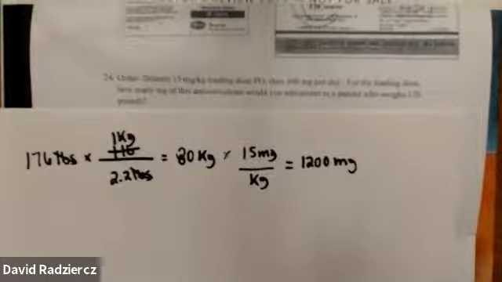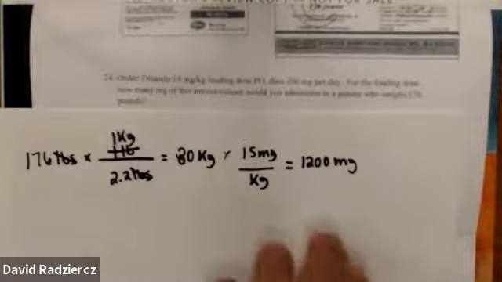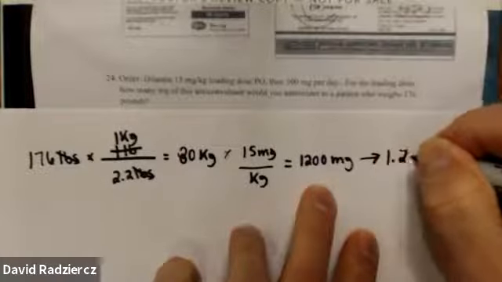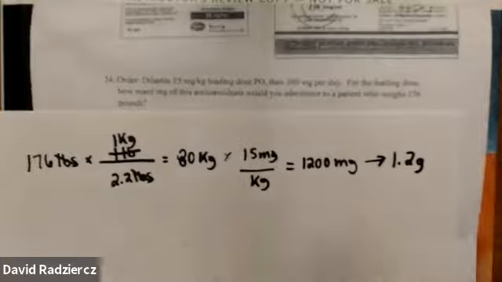Now, what if it asked you how many grams would you administer? Then you would just convert 1,200 milligrams to grams. You can move your decimal over 3, or you can divide by 1,000. But I think you guys can do those conversions if you get to that point. Okay.